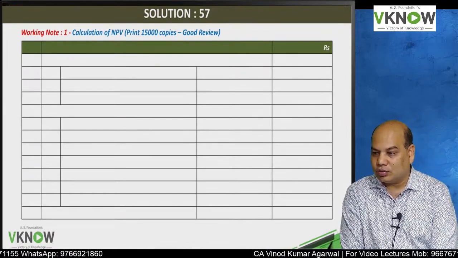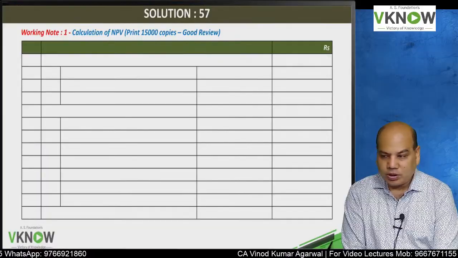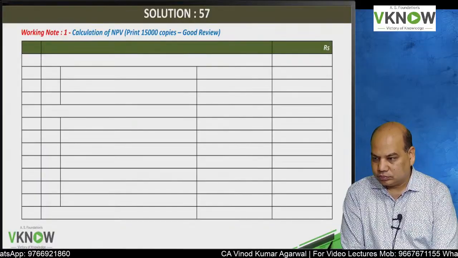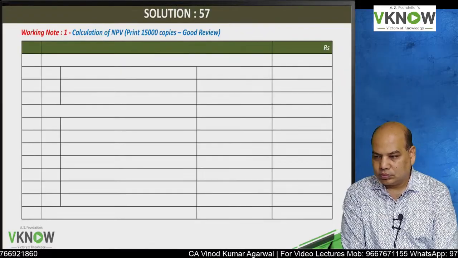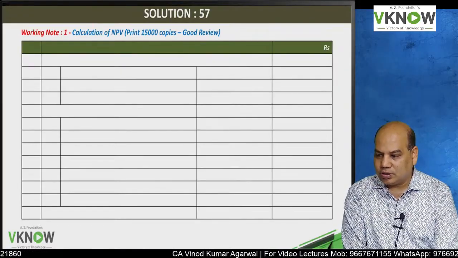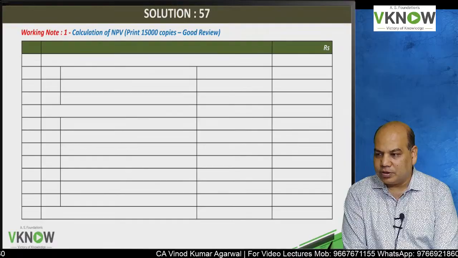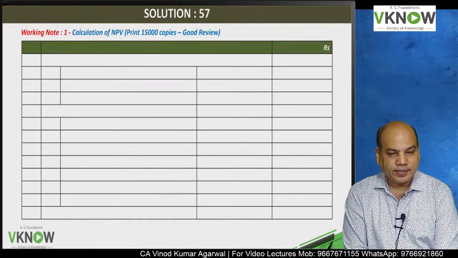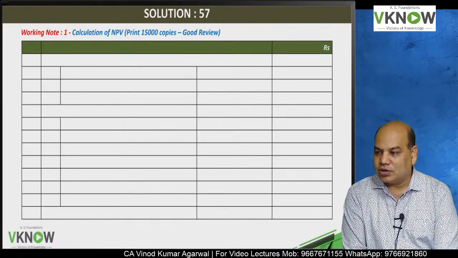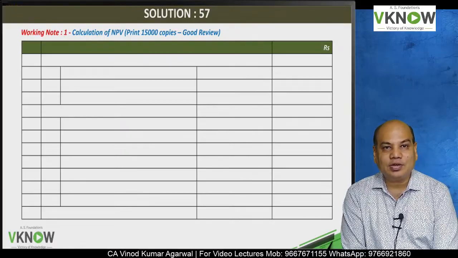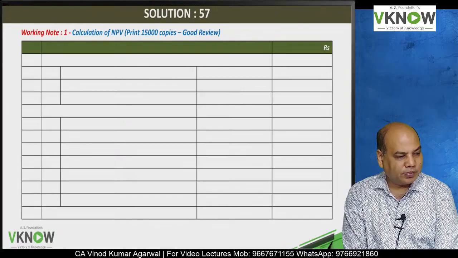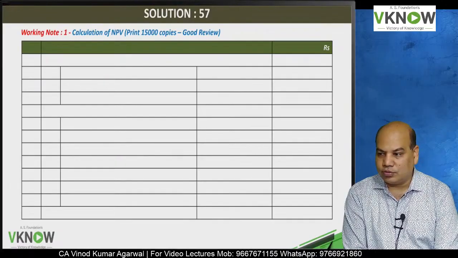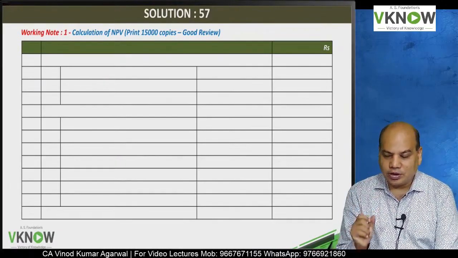Write down working note 1. The question should be in front of you. Calculation of NPV. Under that, in bracket write print 15,000 copies. The decision is to print 15,000 copies and good review. That will tell you where we are.